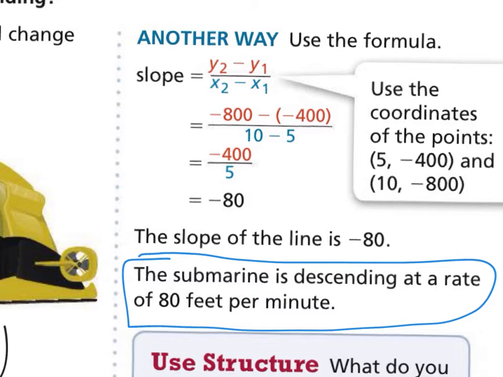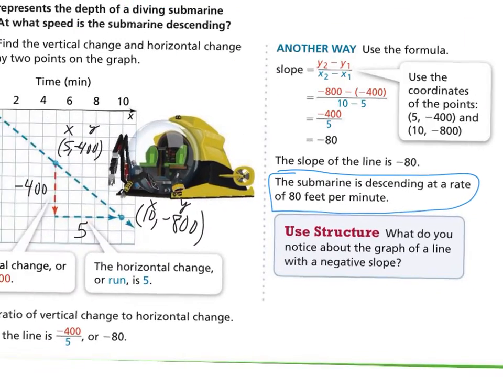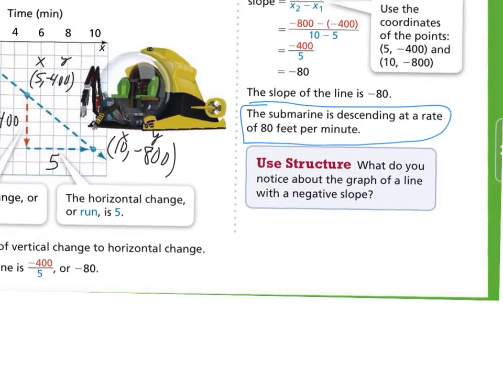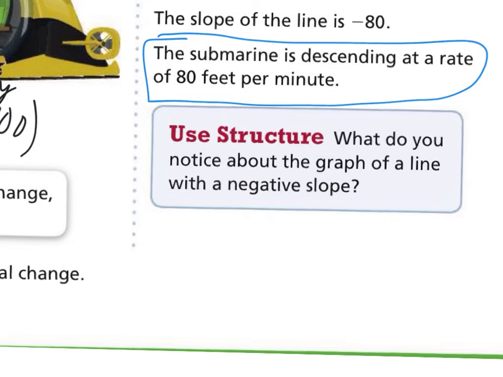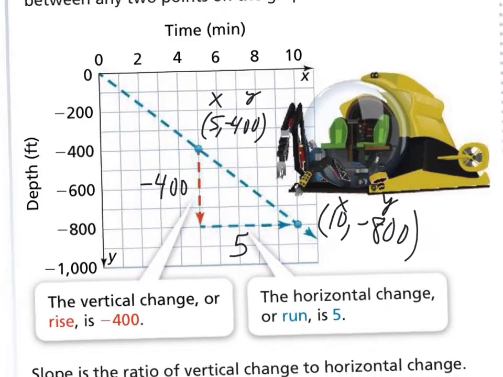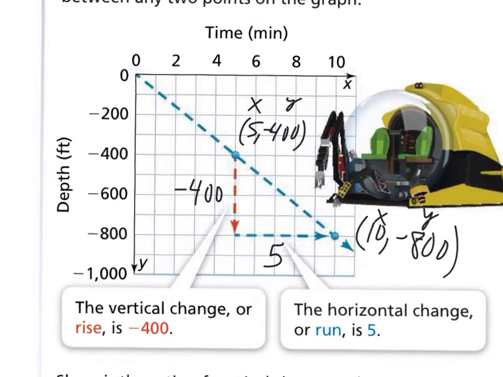and what that tells us, if we think about this problem, if we look back at our graph, it means the submarine is descending at a rate of 80 feet per minute. It's going down 80 feet every minute. If you'll notice on this problem, the slope was negative, and the question here says, what do you notice about the graph of a line with a negative slope? So this was a negative slope. The ones on the page before this were both positive slopes.